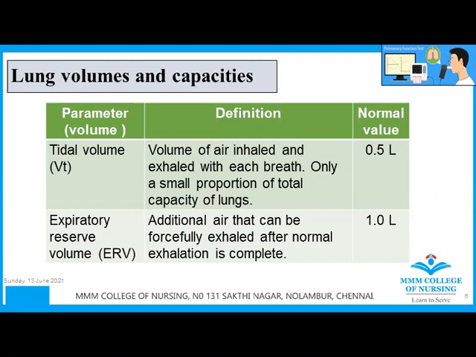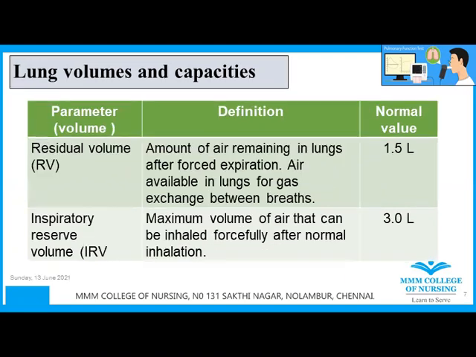Expiratory reserve volume, it is denoted as ERV. Additional air that can be forcefully exhaled after normal exhalation is complete. The normal value is 1 liter. Residual volume, it is denoted as RV, the amount of air remaining in lungs after forced expiration, the air available in the lungs for gas exchange between breaths. The normal value is 1.5 liters.